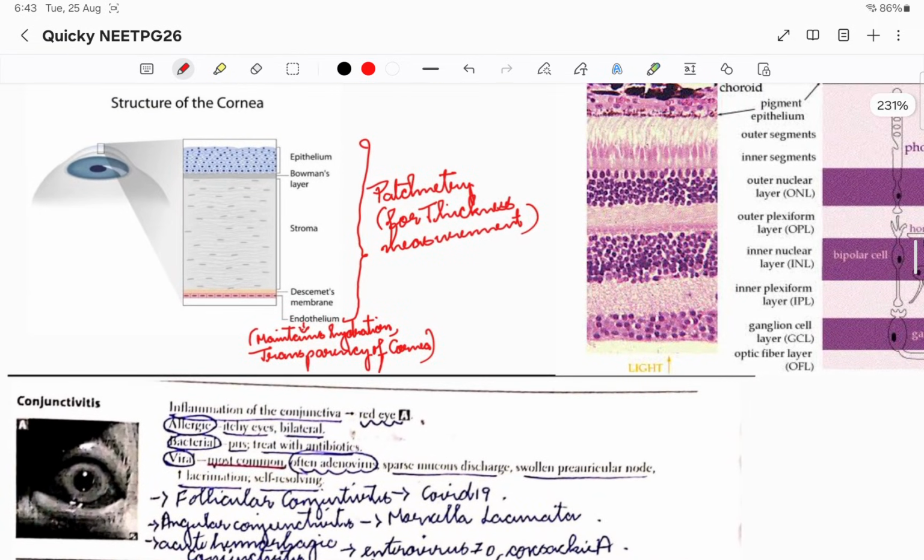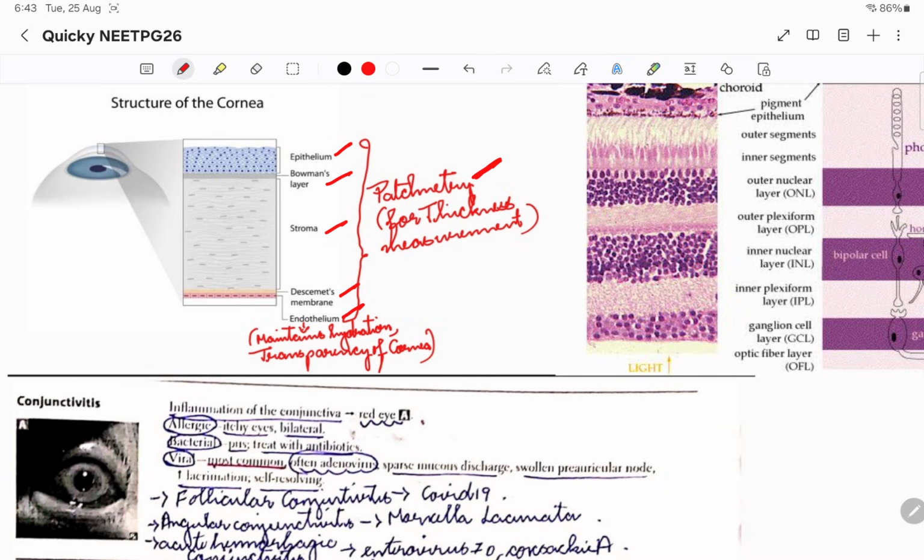With respect to the layers of the cornea, it is going to be the epithelium layer on the outside, Bowman's layer, stroma, Descemet's layer, and the endothelial membrane. So these are the five main layers of the cornea. For measuring the thickness of the cornea, we'll be using something known as pachymetry. Please remember this pachymetry.